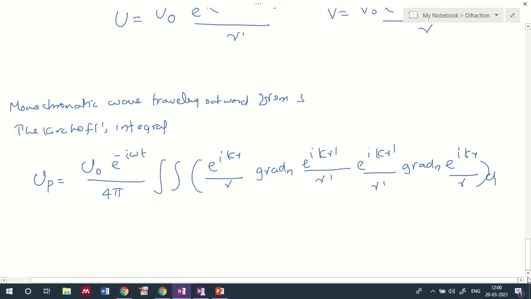Okay, so we'll have dA also here, dA. Now we get the integration, which extends only over the aperture opening. So this integration extends only over the aperture opening.